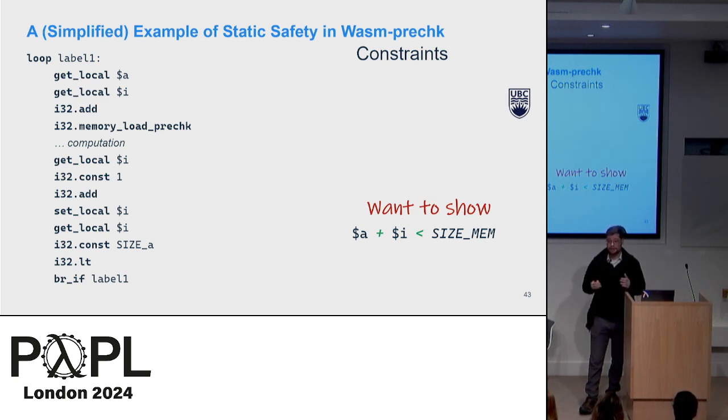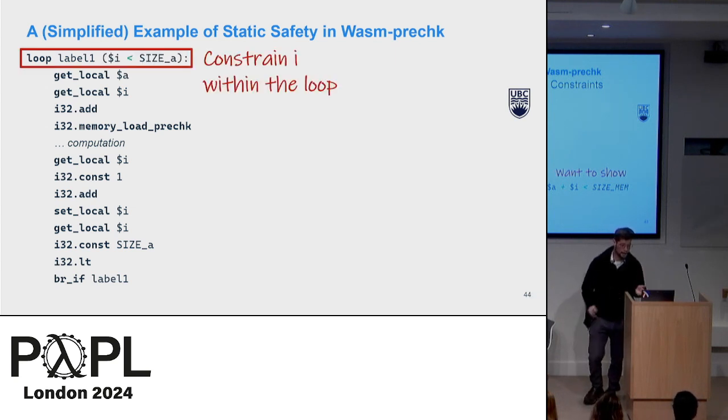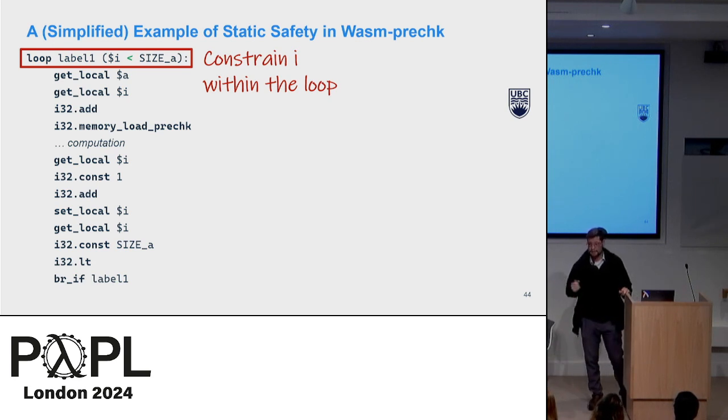So the way we can provide that information to the type system is by adding annotations to blocks and functions. So here, because it's a for loop from i equals 0 to i is less than the size of a, then a straightforward loop invariant is that i is less than the size of the array. And all we have to do is write down this annotation, and Wasm-prechk will ensure that this holds for us.